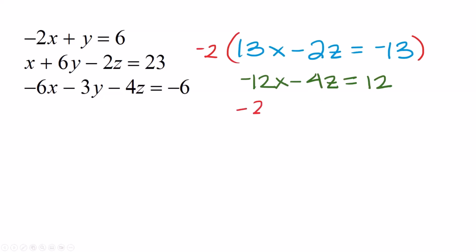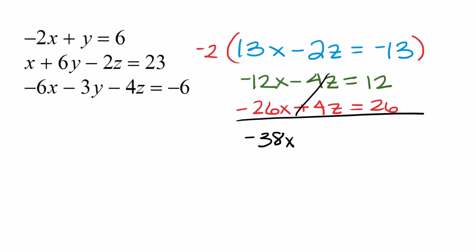4. When I multiply that through, negative 2 times 13x is negative 26x, and negative 2 times negative 2z is positive 4z. That was the whole thing. I engineered this to make that happen. Negative 2 times negative 13 is a positive 26. Okay, let's smash these together. That's going to cancel. We get negative 38x equals positive 38. So x equals negative 1. And we have one of our answers. Yay! x equals negative 1.